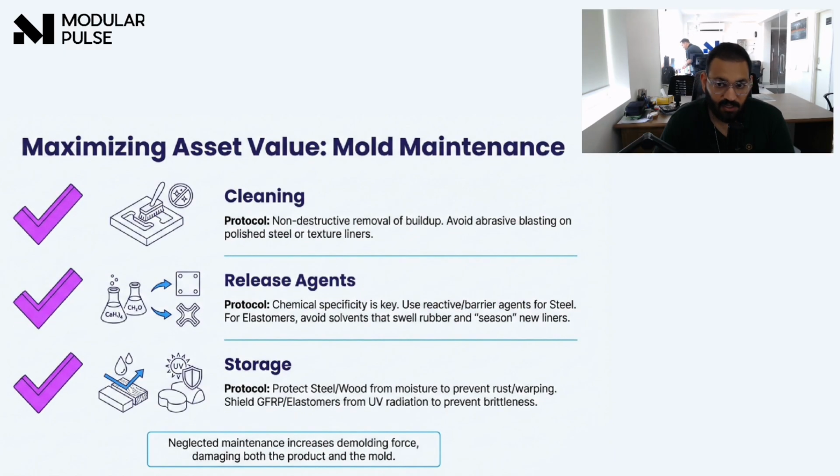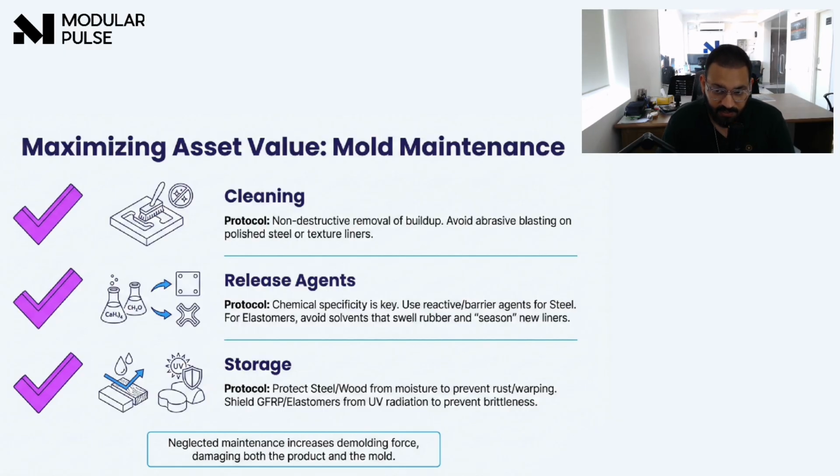Now, none of this matters if you don't treat the mold as an asset. The number one reason we see molds fail early is chemical incompatibility. You cannot grab any drum of release agent. Some water-based agents will cause flash rust on your steel if you aren't careful.